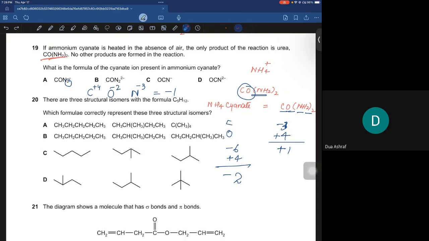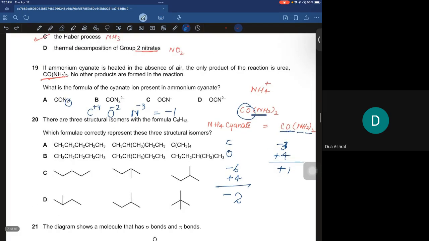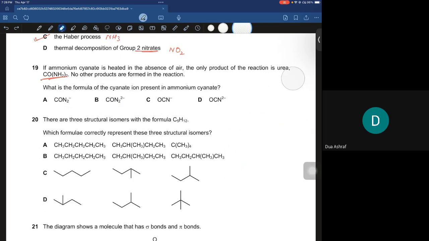And this is a very important statement: no other products are formed in this reaction. It means that you have only this and this. In the whole equation, you have only this. Let me clean this.